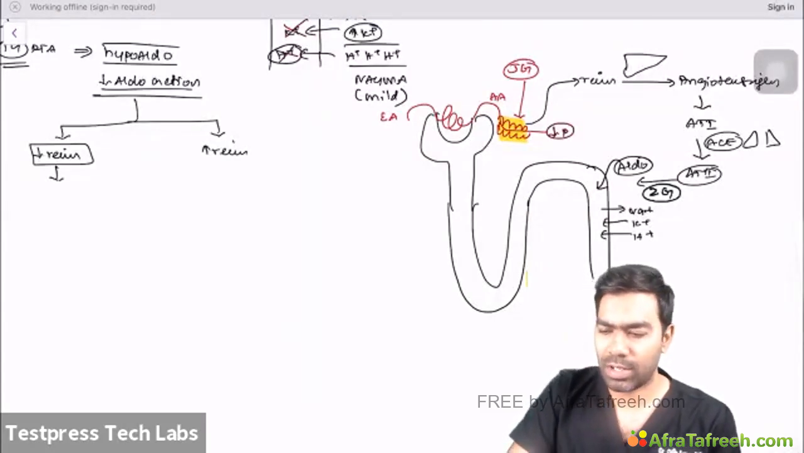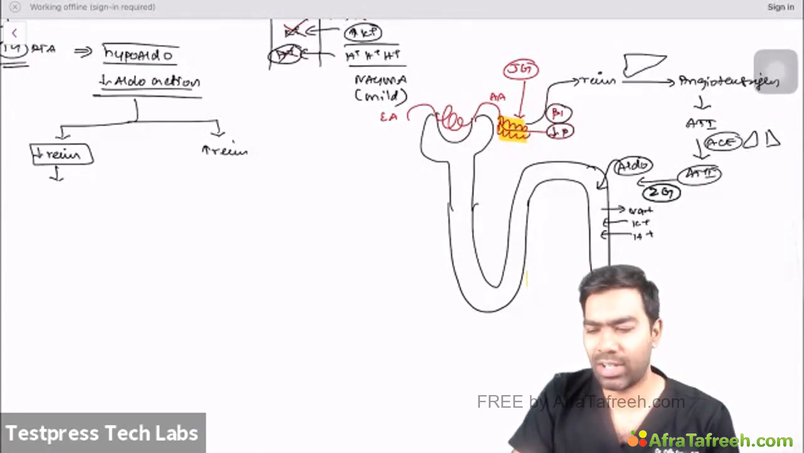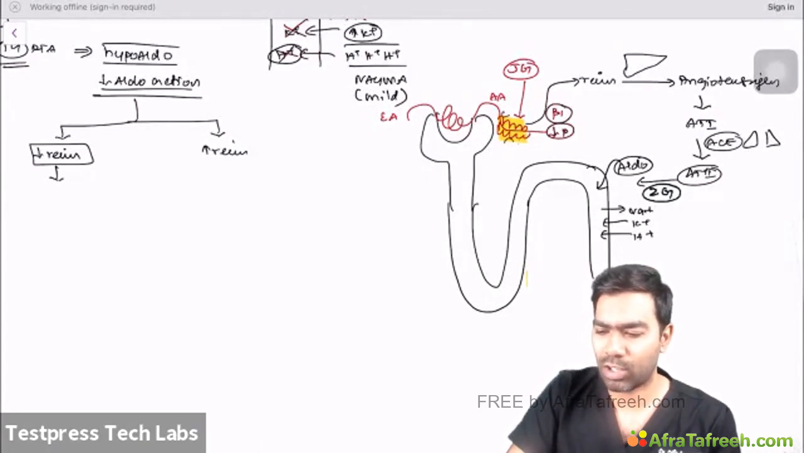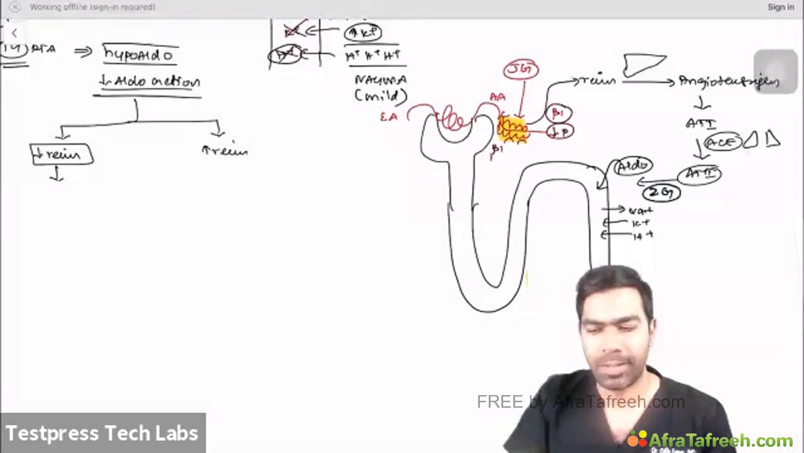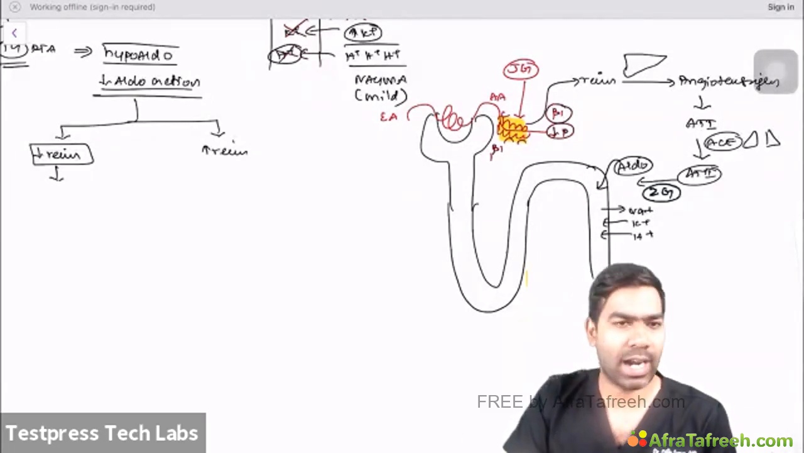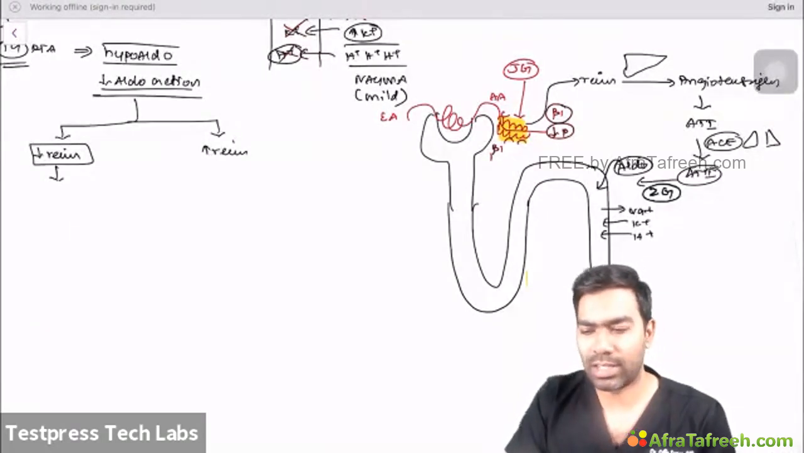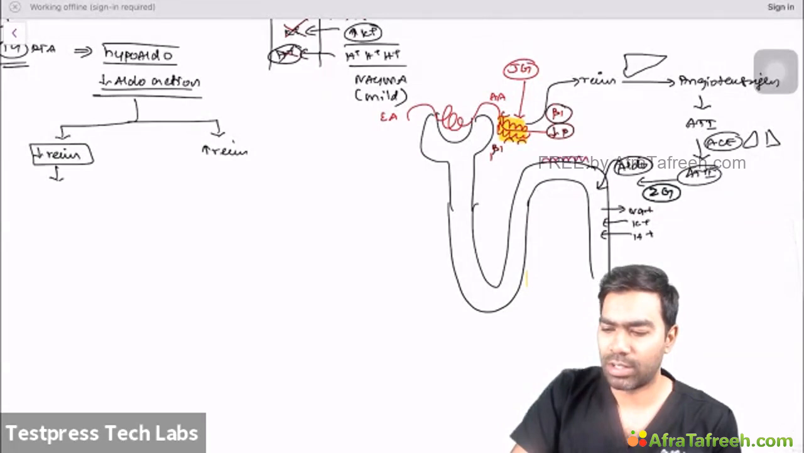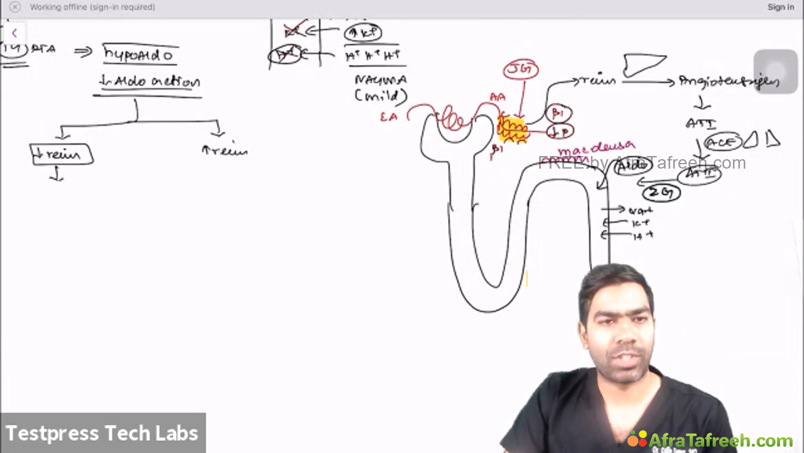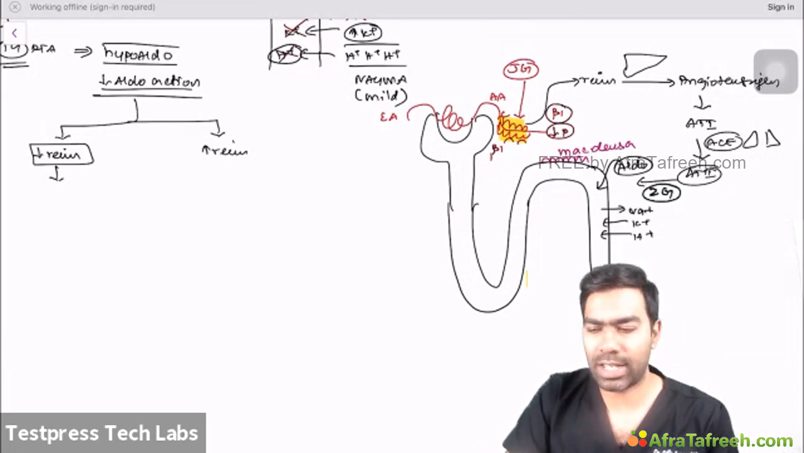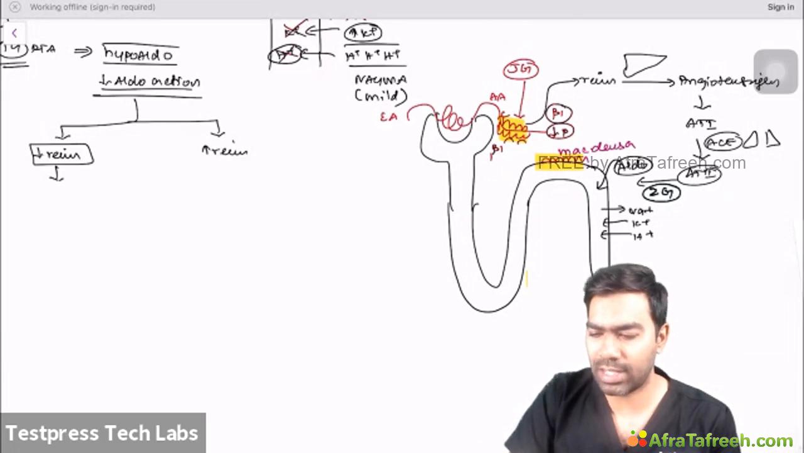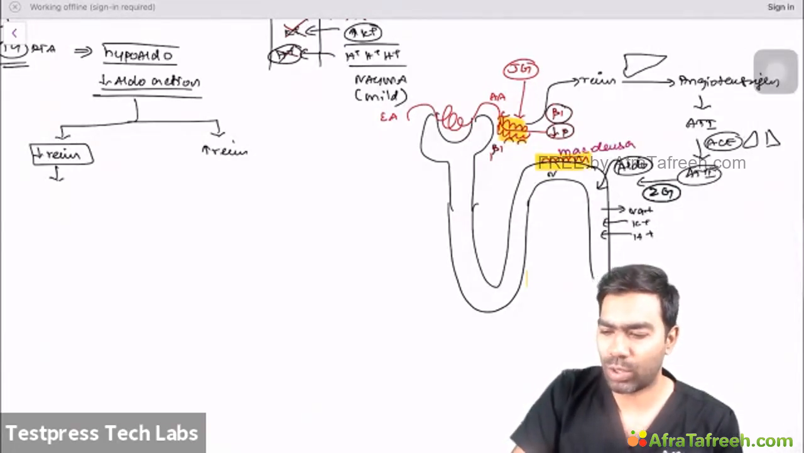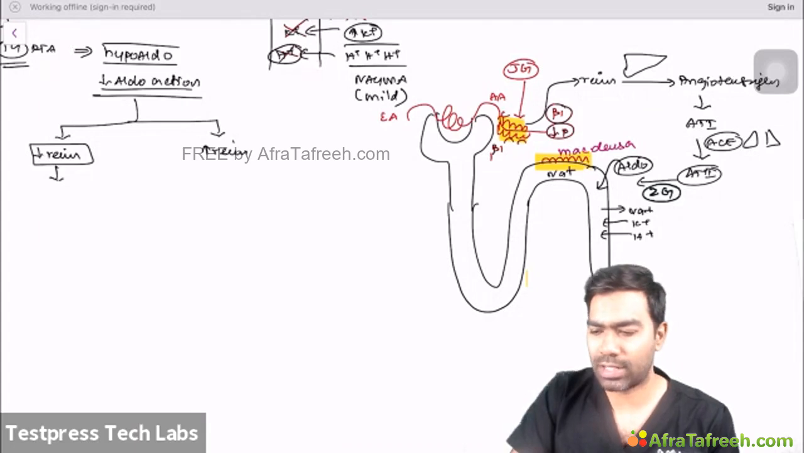Stimulus number 1. Stimulus number 2 is beta-1 stimulation. This is a relatively less important stimulus, but still, because the juxtaglomerular apparatus has beta-1 receptors, beta-1 stimulation, adrenergic stimulation, can result in renin production. The third stimulus for renin production is tubuloglomerular feedback. What do you mean by tubuloglomerular feedback? You have something called macula densa. Students who don't know what is macula densa, I think you need to go back to physiology again. The macula densa is a specialized tubular structure present in the distal convoluted tubule, which basically senses the sodium that is coming in the tubule.